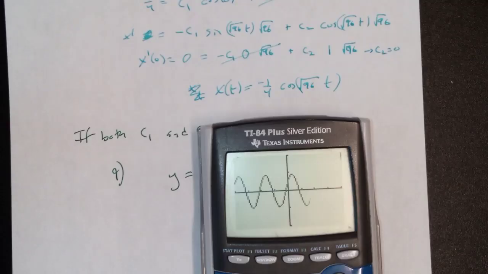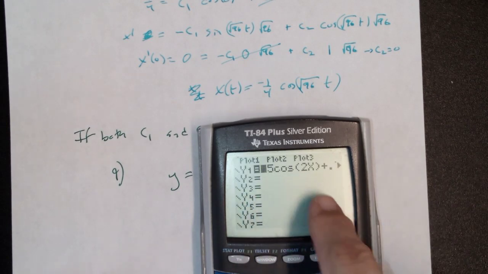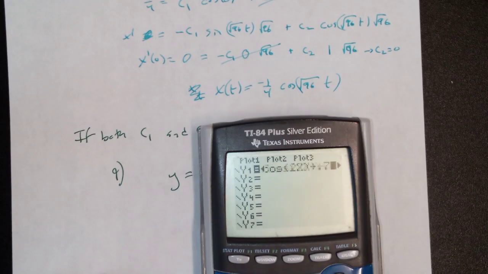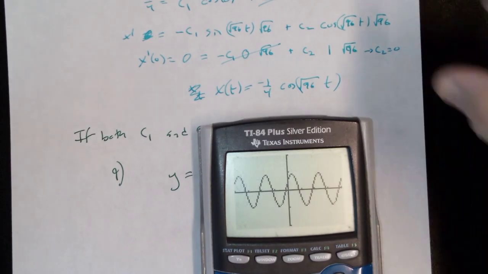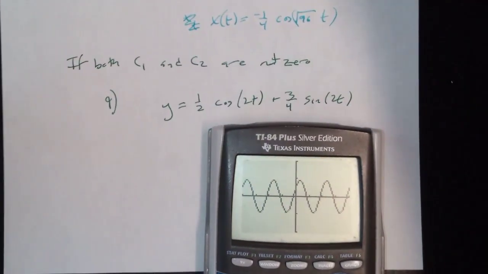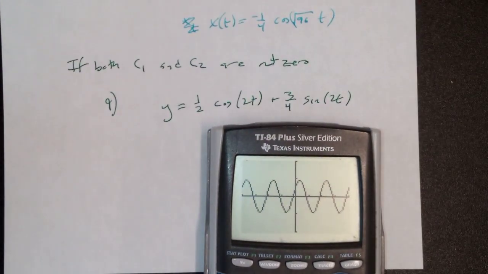I just said this was going to get more complicated, didn't I? It doesn't look any more complicated. It just looks like a trig function, right? But it's a sine of 2t and a cosine of 2t. That's what I graphed, 1/2 cosine 2t plus 3/4 sine 2t. That's this expression right here. Why do I only have one trig function?